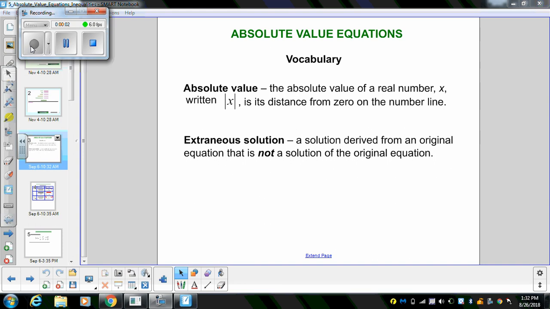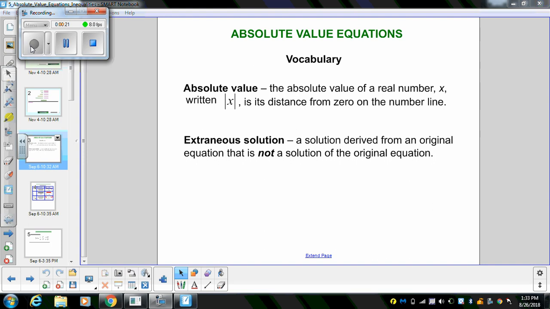Alrighty, today we're going to discuss absolute value equations. So some vocabulary you're going to need to know is, what is an absolute value? Well, the absolute value of a real number x, written as such, is its distance from zero on the number line.